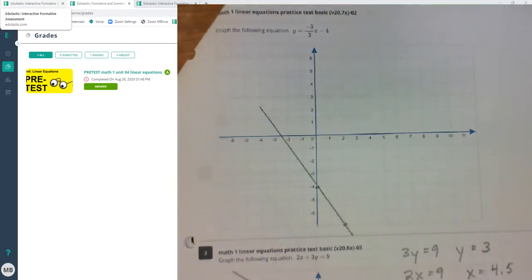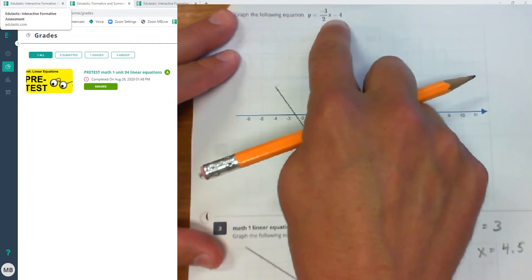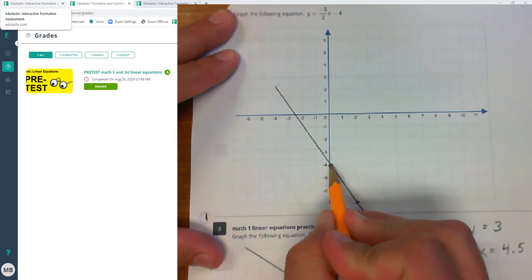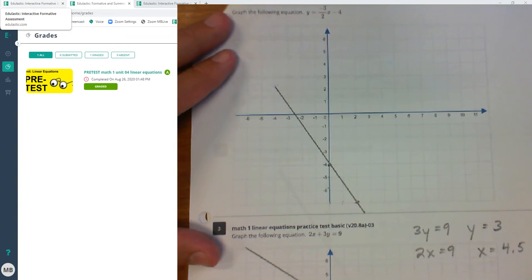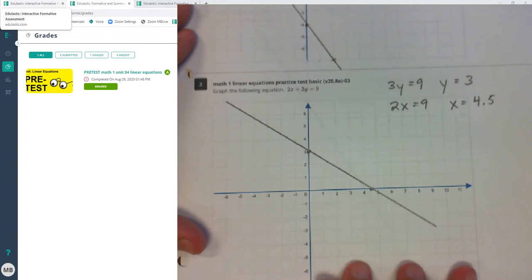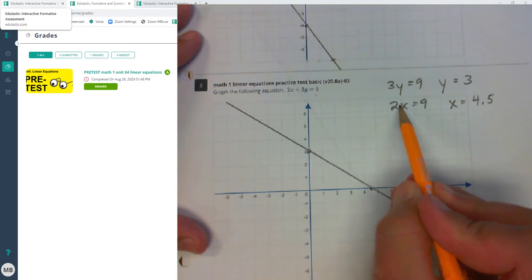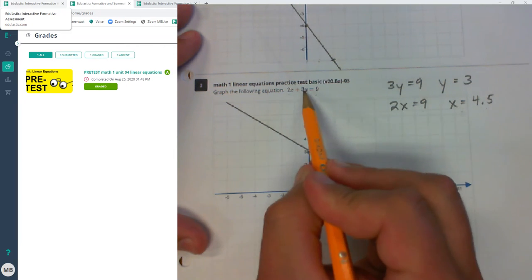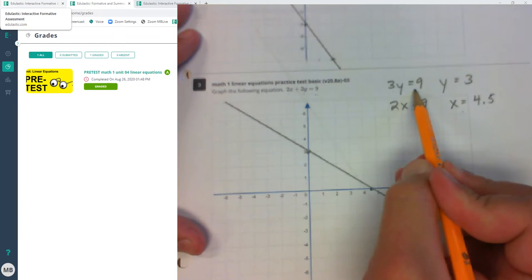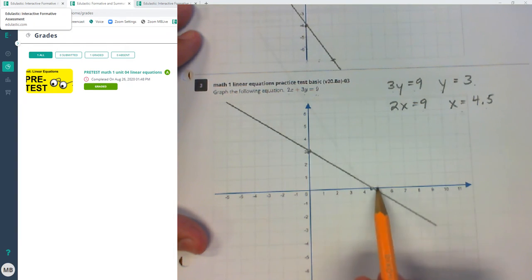All right, we're going to graph this one. It's in slope-intercept form. So I'm going to start at negative 4, and then go down 3 over 2. 1, 2, 3 over 2. There's the line. This one is in standard form, so I'm going to do mini equations. I'll go 2x equals 9, so x equals 4.5. And 3y equals 9, so y equals 3. So my intercepts are at 3 on the y and 4.5 on the x. Then I connect the dots.